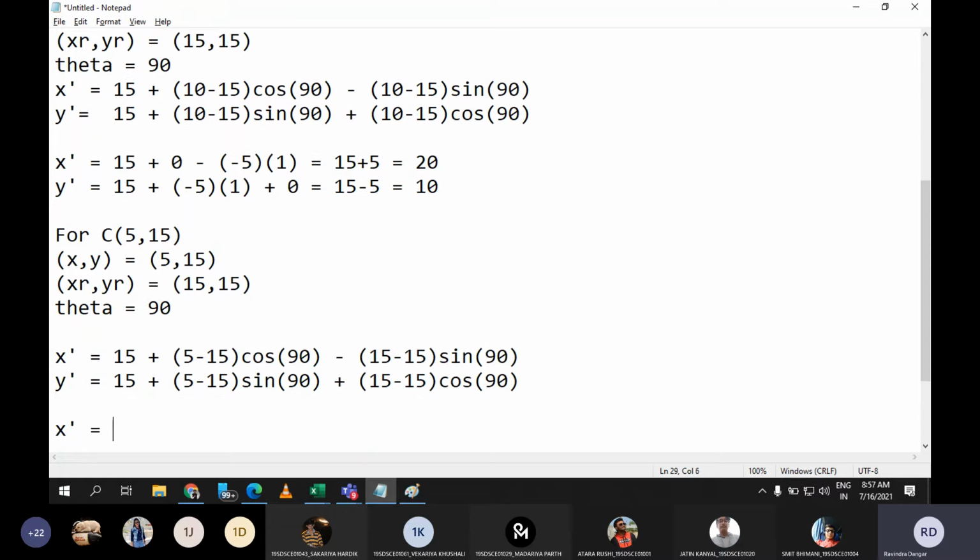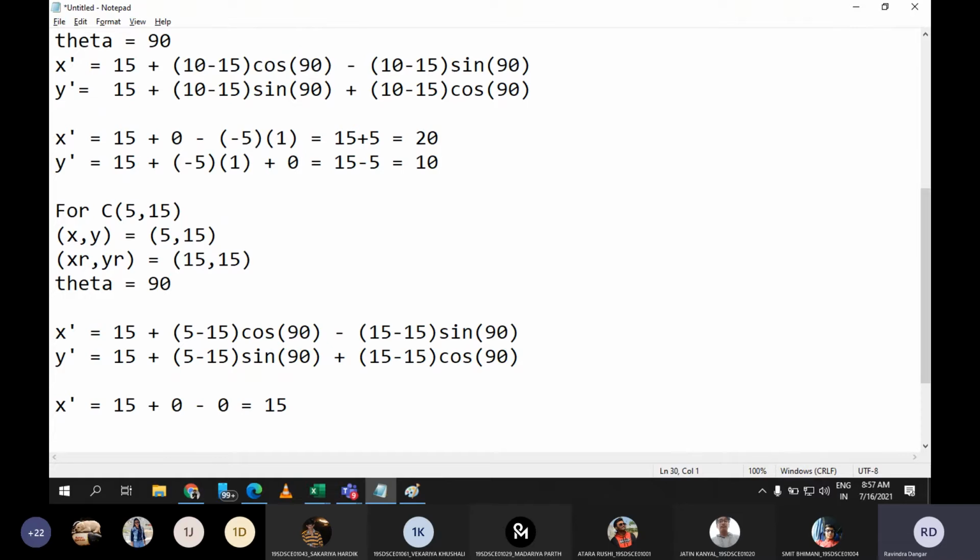Let's find x dash. So it will be 15 plus cos 90 is 0, so the entire term is 0, minus 15 minus 15, which is 0, 0 into 1, which is again 0. So finally we'll get 15 only. Yes or no? Yes sir.